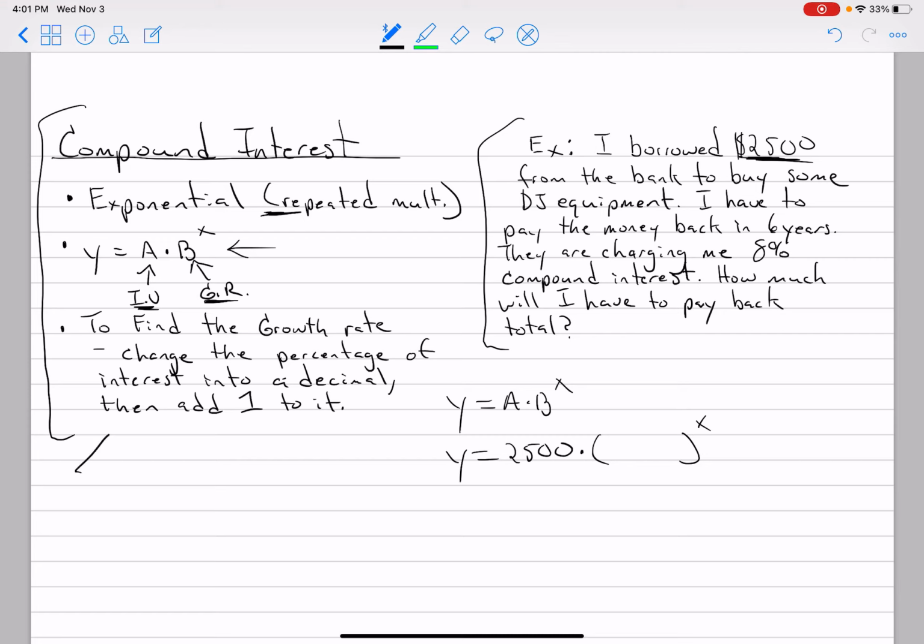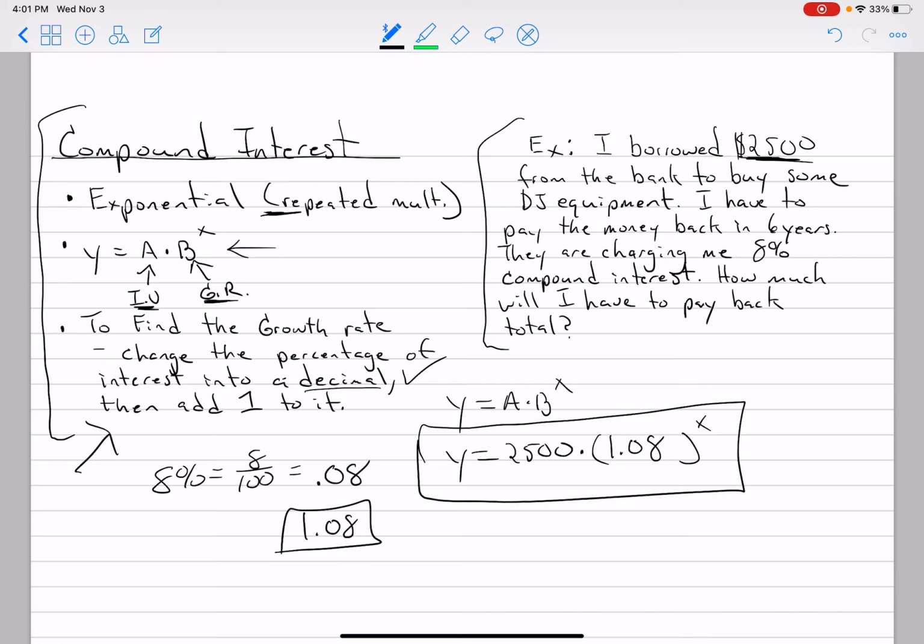So what does it tell me to do? It tells me here: to find the growth rate, change the percentage of interest into a decimal. So my percentage of interest is 8%, which is 8 out of 100. And 8 divided by 100 is 0.08. All right, I just changed the percentage into a decimal. Check. Then add a 1 to it. 1.08. There is my growth rate, 1.08. I just built my equation.